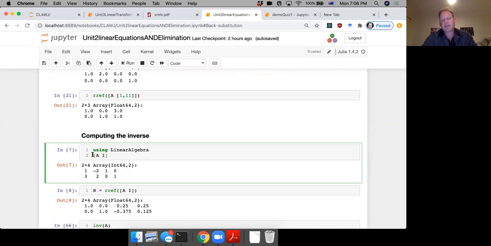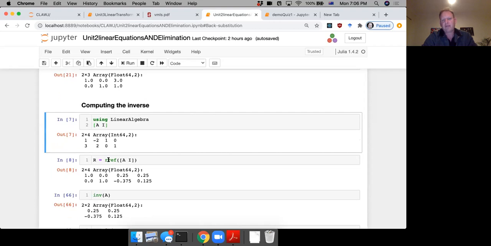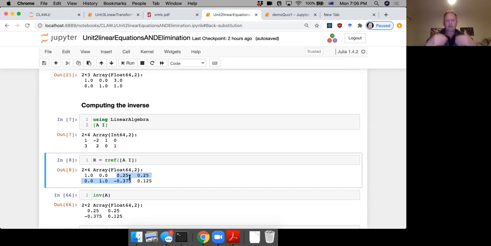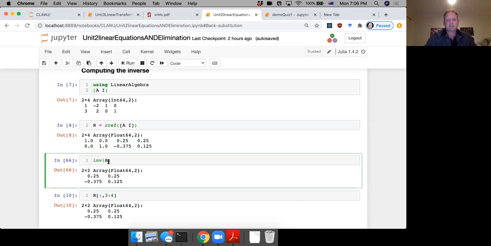So say you have the matrix A and you have the matrix I. You want the inverse of A. So here's A with rows 1, -2 and 3, 2, and here is I, so that's [A I]. And if you do this RF, this is called row reduced echelon form, you apply it to [A I], then you get here the inverse. So this is like the other system I showed for finding the inverse. You see, that's the inverse of A.